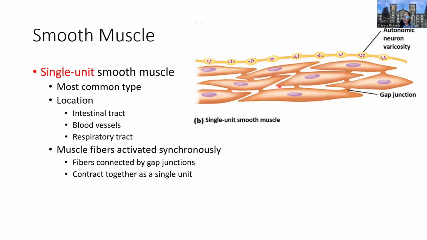Now, single unit is the most abundant type of smooth muscle. This is the most common feature. It's going to be seen in areas like the gastrointestinal tract, most of our blood vessels, and most of the respiratory tract. We're going to see that the fibers are, again, connected by lots of gap junctions and then contract together as an entire collective unit.